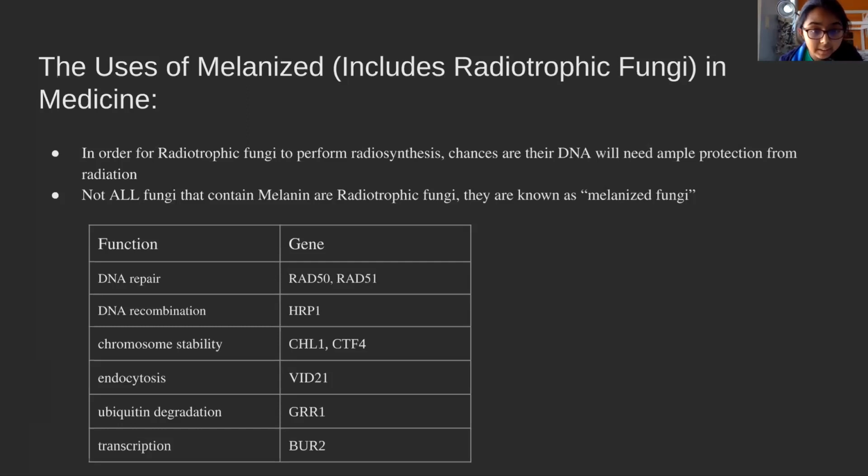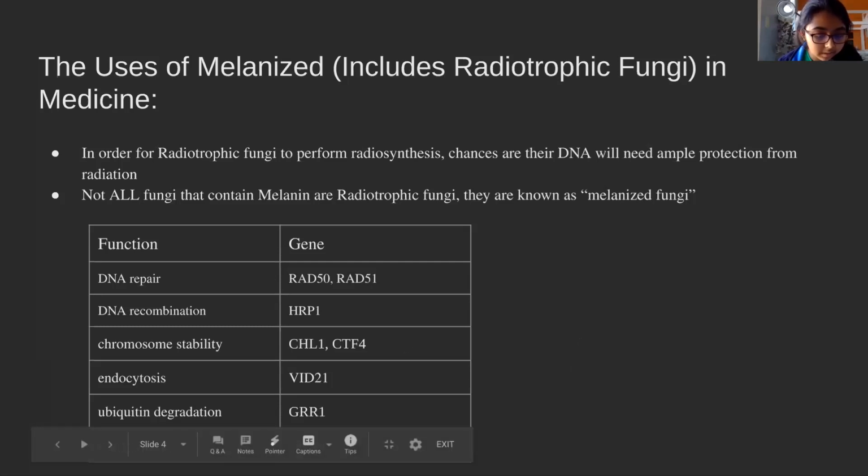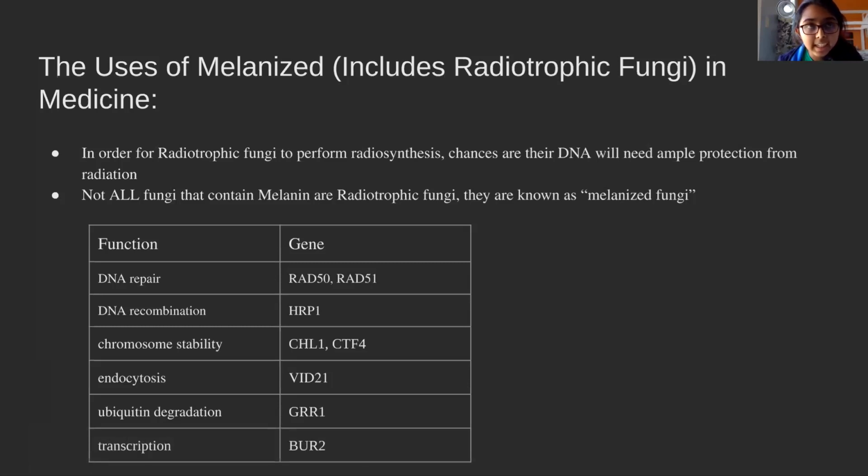Many of these radiation resistance genes found in S. cerevisiae and Eumatus are actually quite similar to human genes, and studying these genes could eventually lead to the development of many new radiation-based cancer therapies, as these fungi are very resistant to radiation.